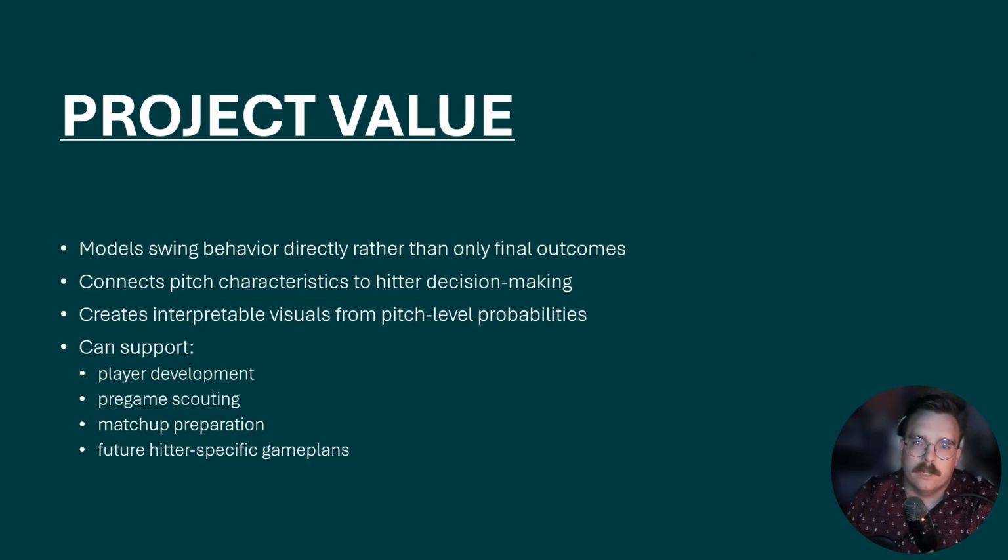The value of this project is that it models hitter behavior directly rather than focusing only on final results. At a technical level, it shows that pitch level StatCast data carries strong signal for swing decisions. At a baseball level, it creates a framework for turning those predictions into interpretable visuals and applied scouting tools. That matters because swing behavior sits at the intersection of pitch recognition, plate approach, and pitcher attack strategy. If we can model that behavior effectively, then we can better understand how hitters respond to different pitch contexts and how pitchers exploit those tendencies.